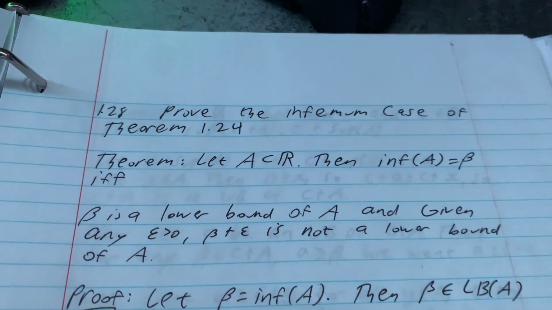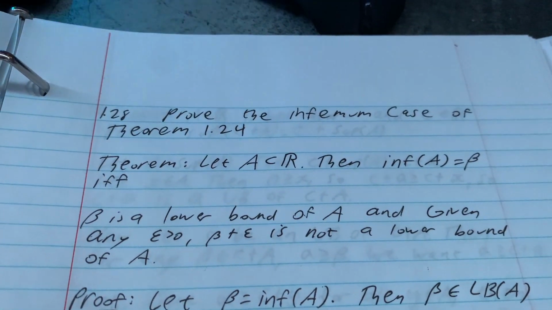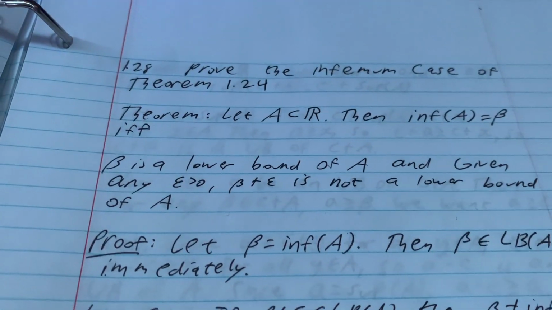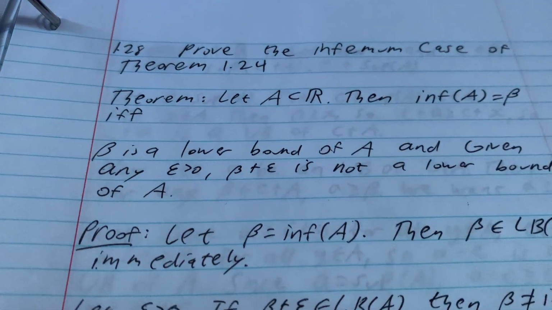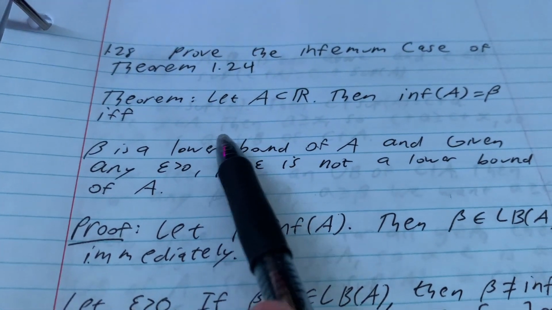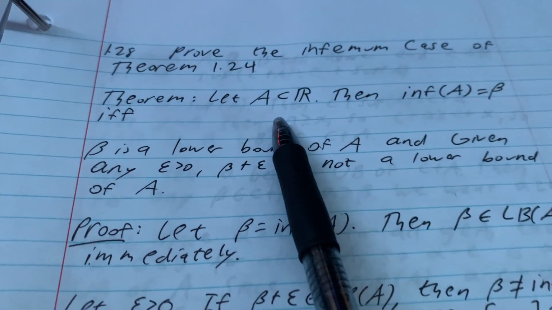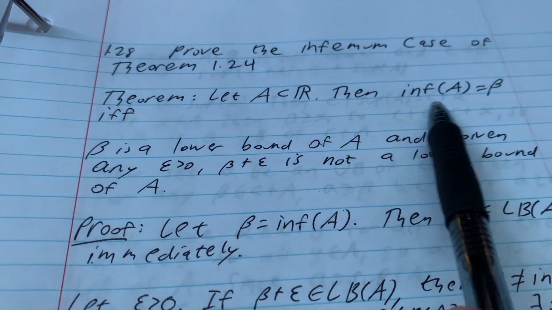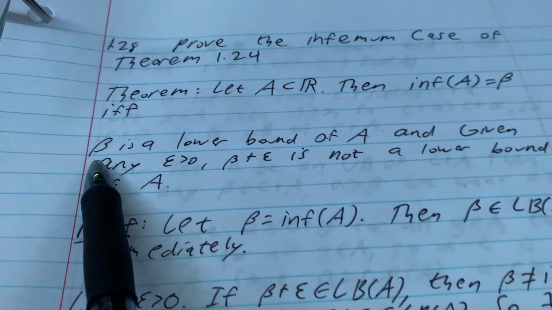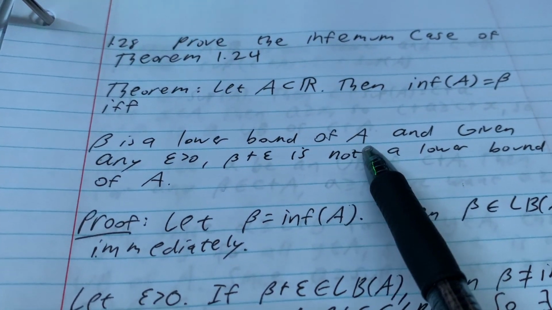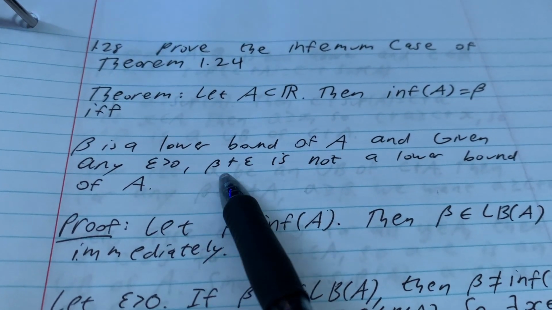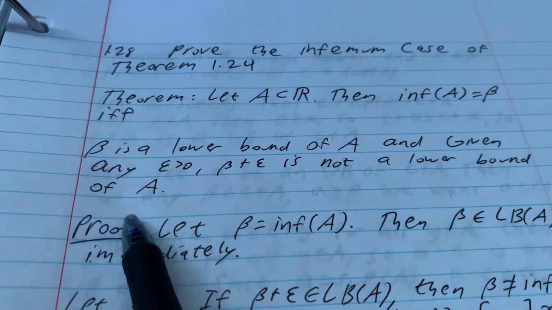Prove the infimum case of theorem 1.24. This is supremum and infimum analytically, which becomes useful in an exercise later. But the theorem is, let A be a subset of the reals, then the infimum of A is equal to beta, if and only if beta is a lower bound of A, and given any epsilon greater than 0, beta plus epsilon is not a lower bound of A.